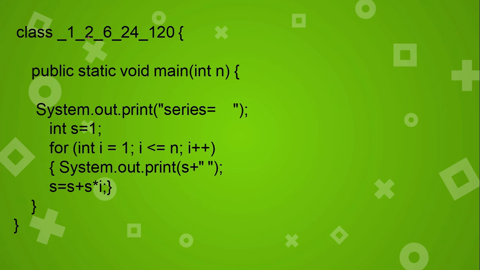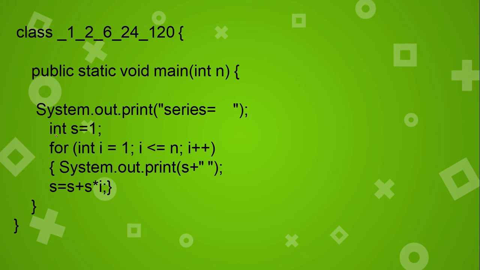See the series 1, 2, 6, 24, 120. If you are remembering the factorial program, these are the factorials. So we need to multiply numbers one after the other, and that has to be printed. So this is the n. If I am giving n as 5, then 5 terms of the series will be printed.